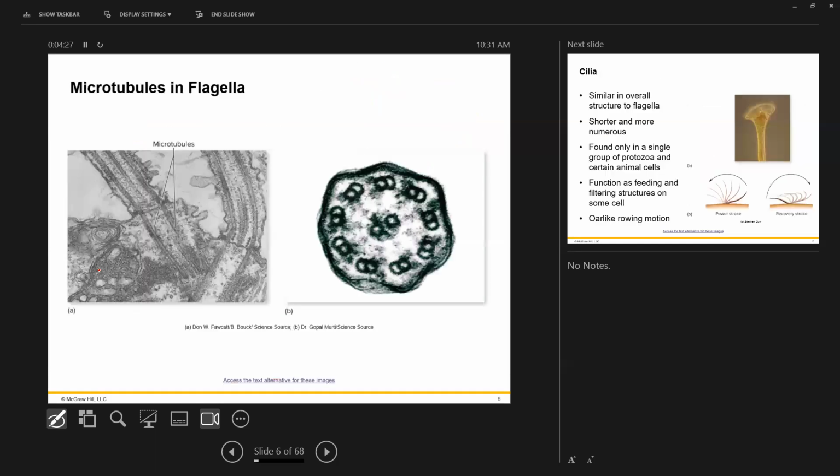So here's our picture of our 9+2 arrangement. And I'm not going to test you over this, but I just think it's nice to look at this and see how it's arranged. These are just microtubules, little protein structures throughout the inside of that membrane that are providing the stability to the flagellum. That's a cross section of the flagellum. Pretty cool looking stuff. So 9 pairs around the outside and then 2 right in the middle.